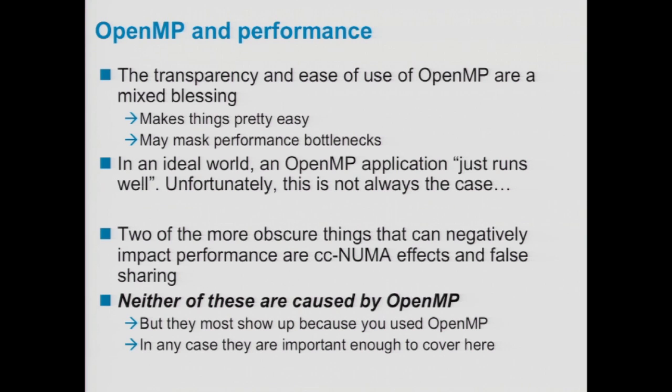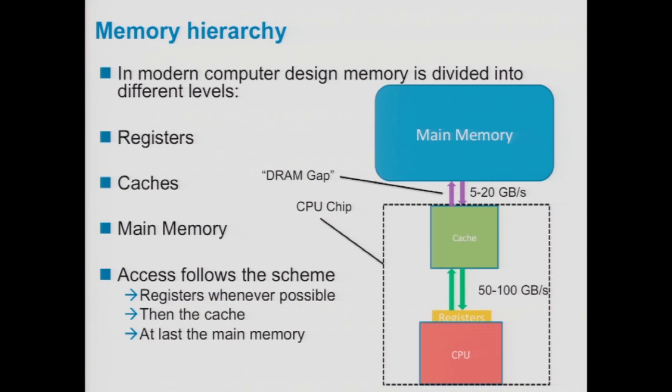Now, NUMA effects are not caused by OpenMP. They're caused by the hardware on which it's running. If you're writing pthreads, you've got NUMA effects, because where your variables are allocated and where they're referenced depends on the cost of getting to them. But since OpenMP systems are designed to work on these kinds of hardware, you get the effects when you're using OpenMP. So let's talk a little bit about architecture.